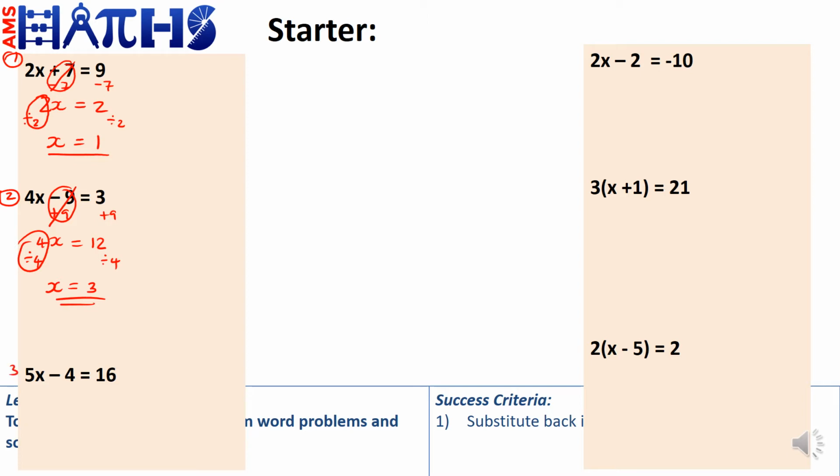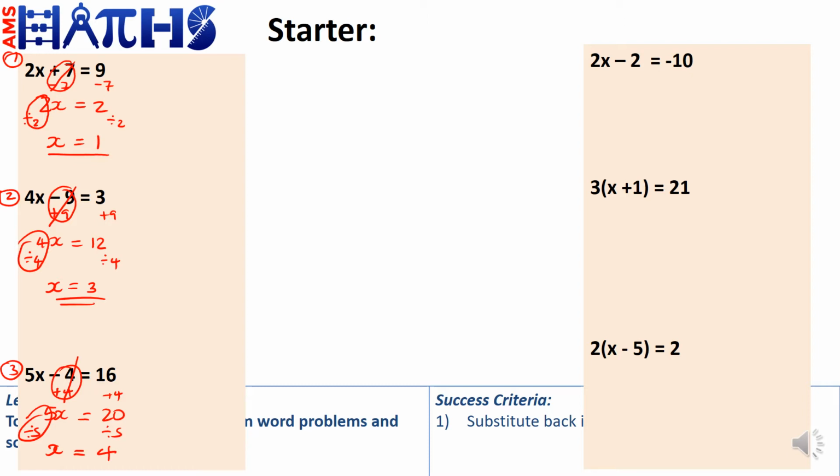And our third question, 5x minus 4 gives us 16, so we will add 4 to both sides. Minus 4 plus 4 gives us 0, and so we're left with 5x on the left. 16 plus 4 gives us 20. Then we will divide both sides by 5. 5 divided by 5 is 1, so we're left with just x. 20 divided by 5 is 4. So our answer is x equals 4.